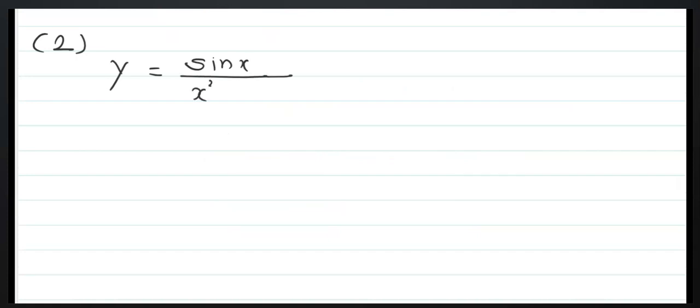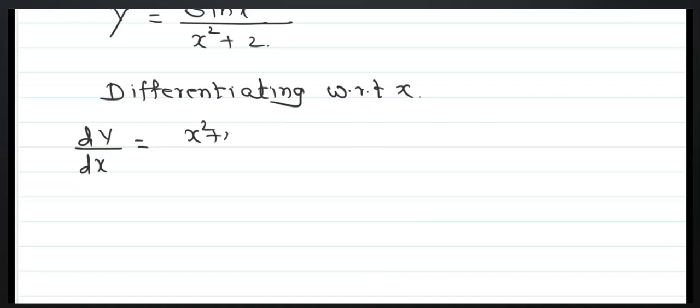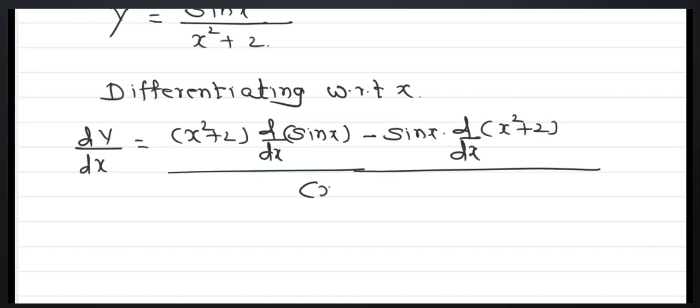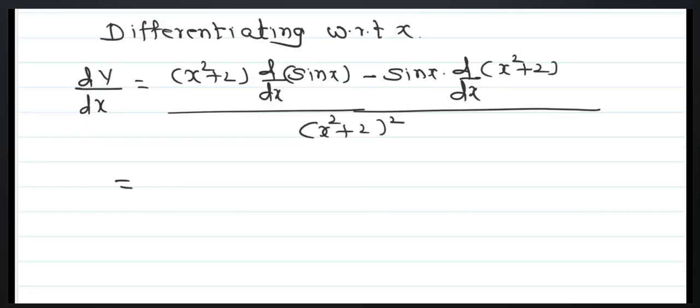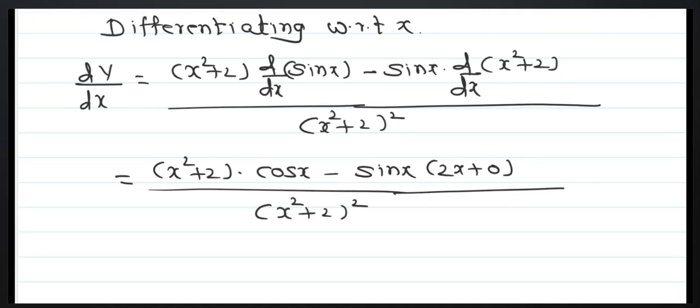Next activity. dy by dx is equal to sin of x upon x square plus 2. Now here we will apply the quotient rule. That is, we differentiate with respect to x. dy by dx is equal to x square plus 2 into d by dx of sin x minus sin x into d by dx of x square plus 2, upon x square plus 2 bracket square. Now the derivative of sin of x is cos of x, minus sin x into the derivative of x square plus 2, which is 2x plus 0, upon x square plus 2 bracket square.